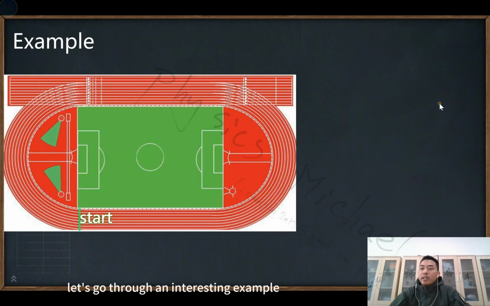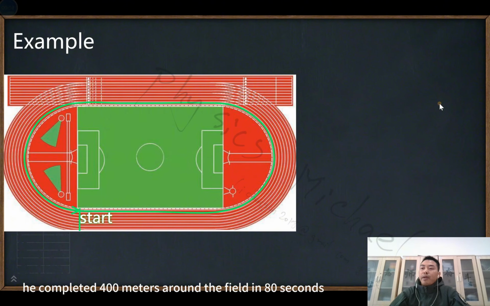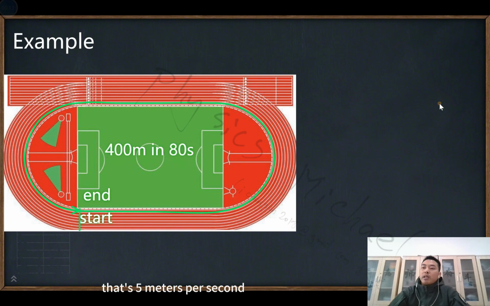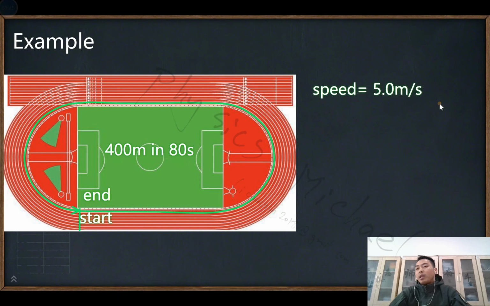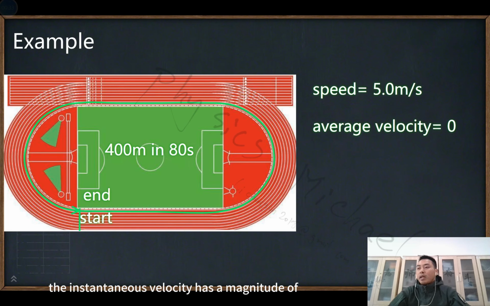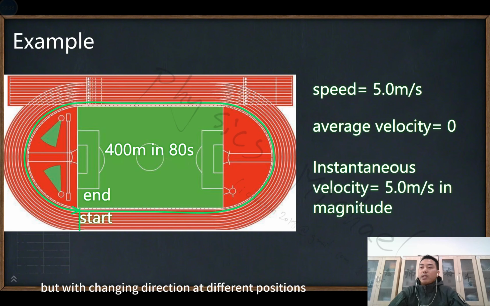Let's go through an interesting example. Imagine a student is running with constant speed on the sports field. He completed 400 meters around the field in 80 seconds, back to where he started. We can calculate his average speed by 400 divided by 80. That's 5 meters per second. But since his total displacement is zero, we can easily figure out that his average velocity equals zero. That's speed and velocity on average. On the other hand, the instantaneous velocity has a magnitude of 5 meters per second, but with changing direction at different positions.